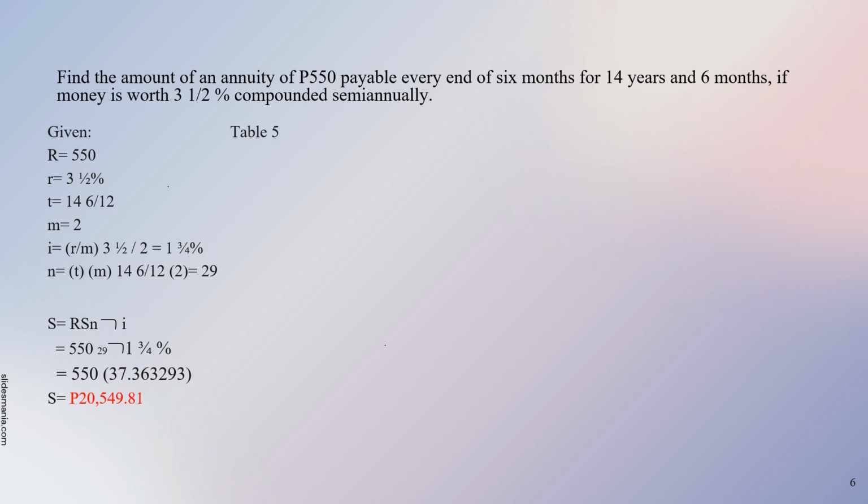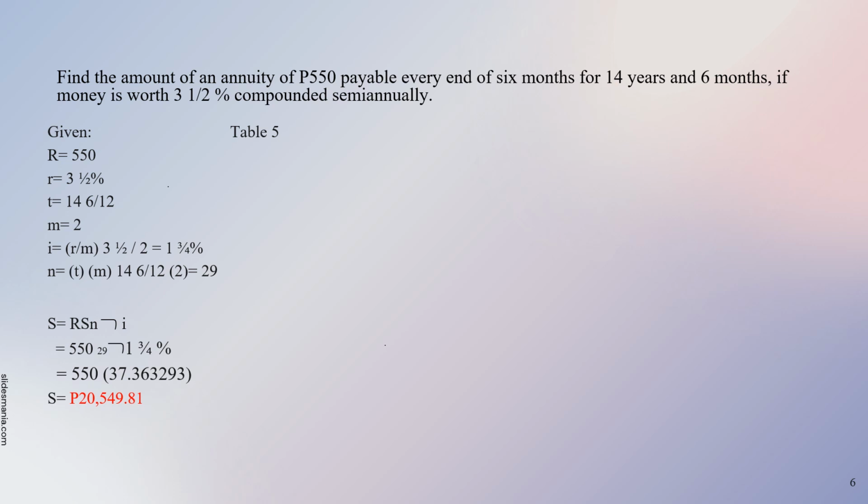And by the way, take note, for finding the amount of an annuity, we have to specifically use table 5. As for the table of values, I have already attached the link or file in the caption of this video, so just look it up for your reference. So let's proceed. Let's substitute all the amounts, and our formula is S, which means the sum of the amount, equals R s angle n at i. R means the periodic payment of the amount.